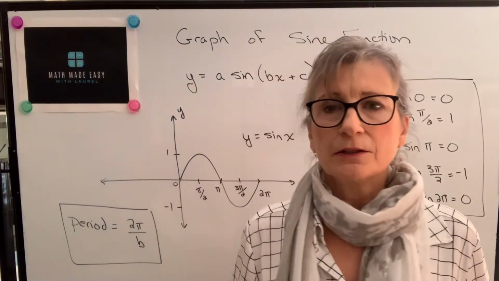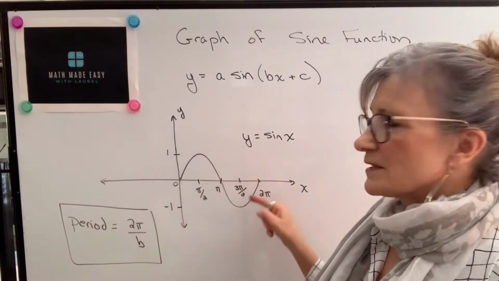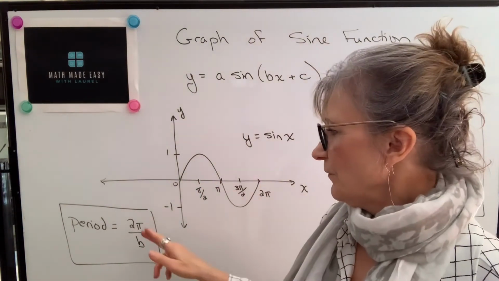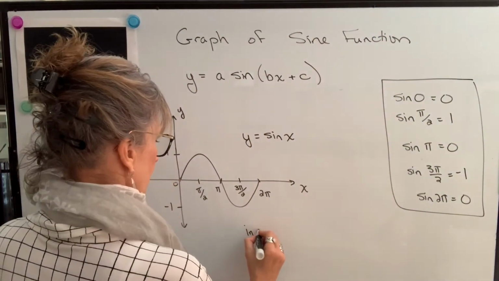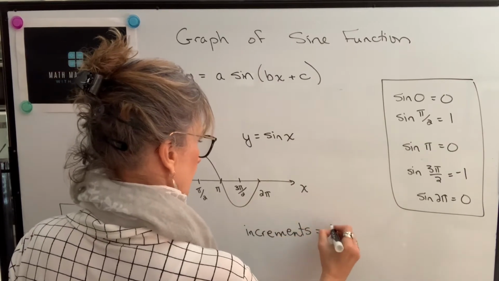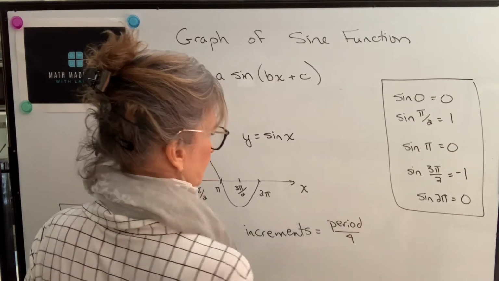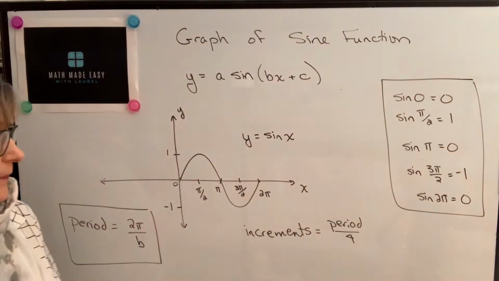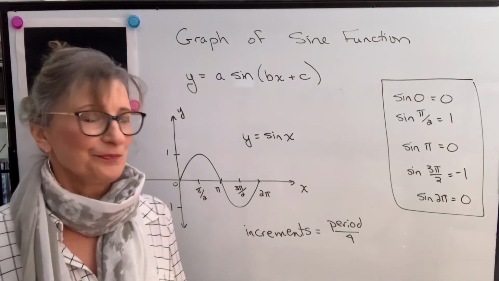So what I typically do when I'm graphing these is I know the length for the graph to complete one cycle, and there are 4 increments in that one cycle. So if I find the period, I then find the increments by taking the period and dividing by 4. And I'm going to show you with an example how that's going to be really useful.